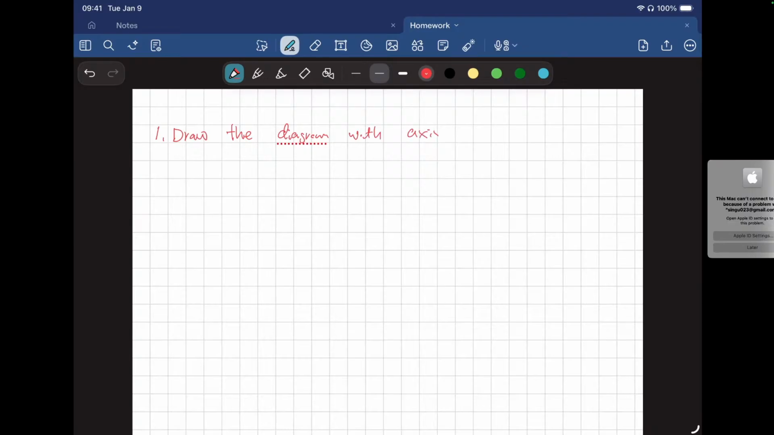Axis rotation mark. Okay, so that's the first thing.